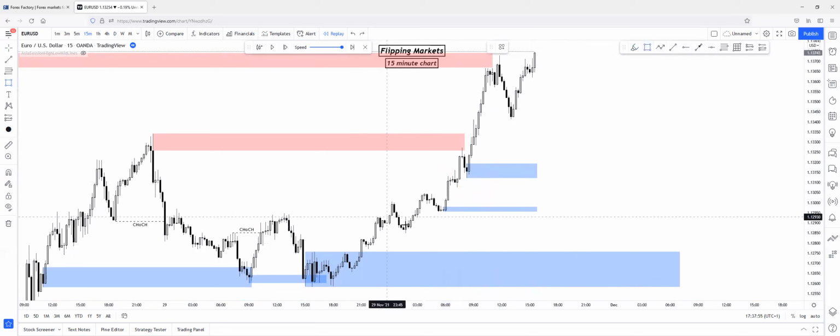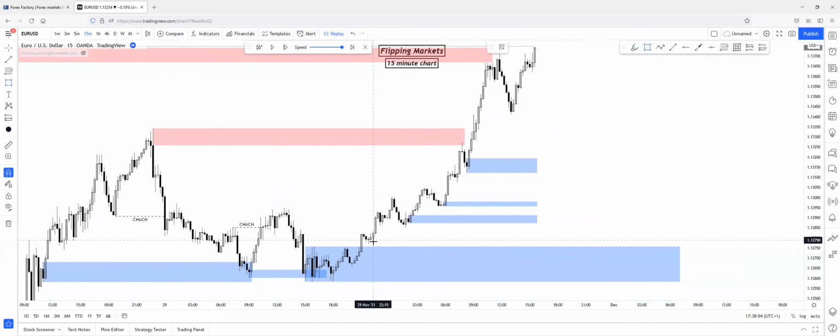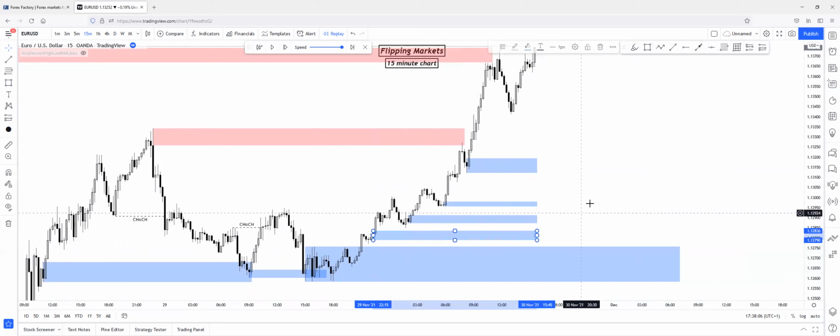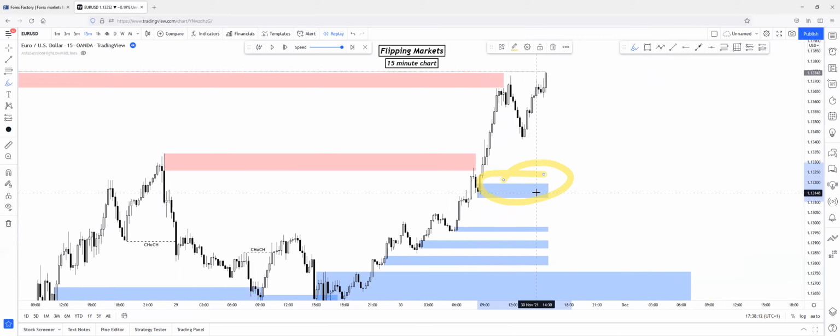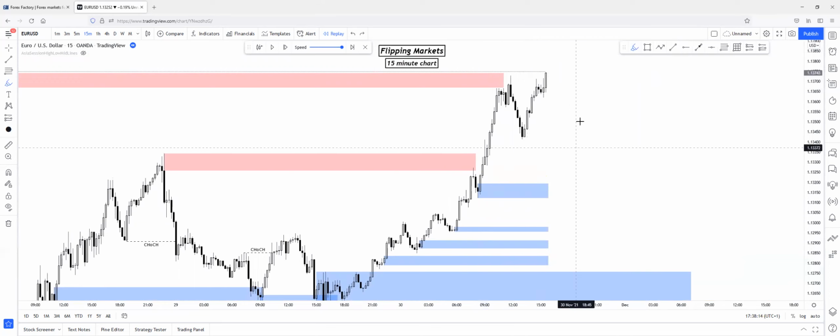Okay, let's mark out all of the demand zones. As you can see, we have this one here also, and maybe this one too. So we have 4 15-minute demand zones. Okay, but we will focus on this one. This could be our later target point for the shorts.